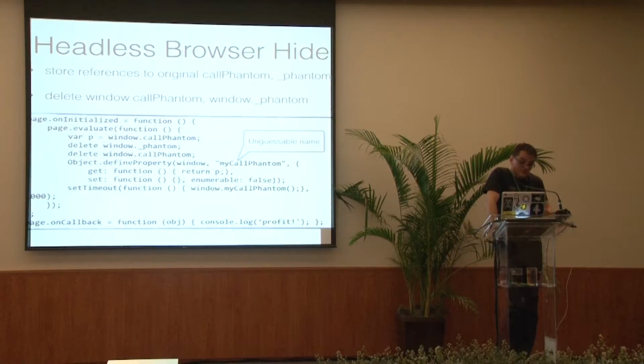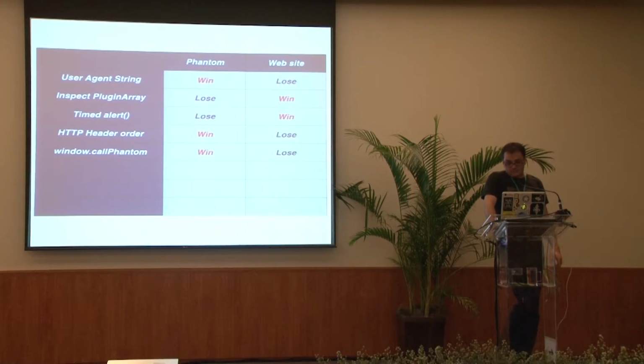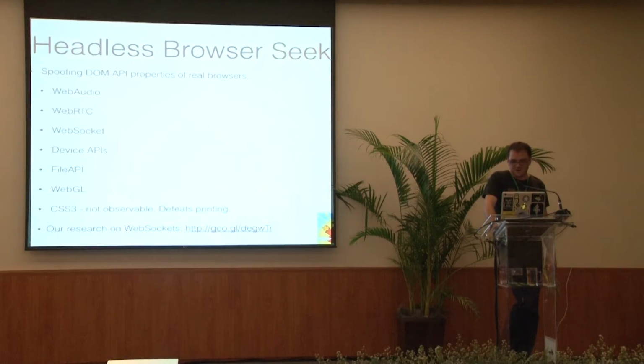Or if you are using them, just rename them to something random and unpredictable, and non-enumerable. You can set that in JavaScript to make a property of an object non-enumerable, and just use that random name, which only you and your PhantomJS script would know. So yeah, Phantom wins again.